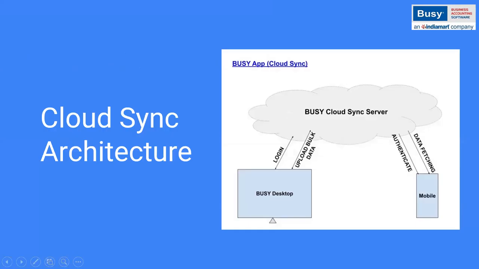This is the cloud architecture that we have developed. There will be a Busy desktop, obviously, and there will be a mobile app. This is the new mobile app. So you will log in to your desktop and you will upload your data in bulk to the cloud server. In the cloud server, there will be data of each and every client, those who will be syncing their data for the purpose of using in the mobile app. But each data has a unique identity. So there will be no mismatch or cross connection. Everything will be safe and secure.